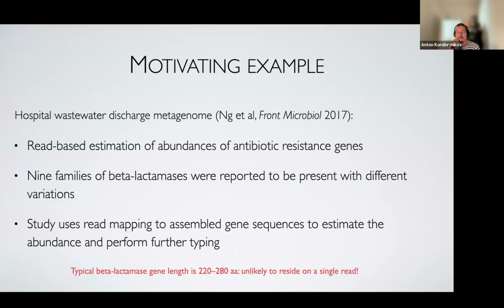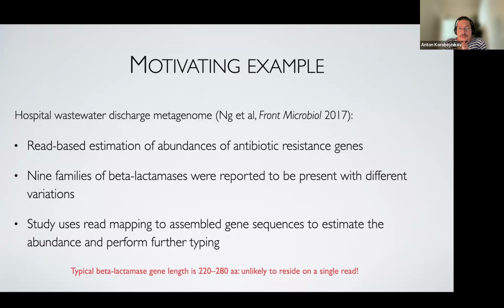I have one motivating example. It's a little bit old, but still pretty useful. In a paper published almost 10 years ago, the authors studied the hospital wastewater discharge metagenome, I think in Singapore. They were interested in the presence of certain antimicrobial resistance genes, like beta-lactamases. Their analysis was pretty straightforward. They did the assembly, then mapped the reads back to the contigs and did read-based estimation of abundances of antibiotic-resistant genes.